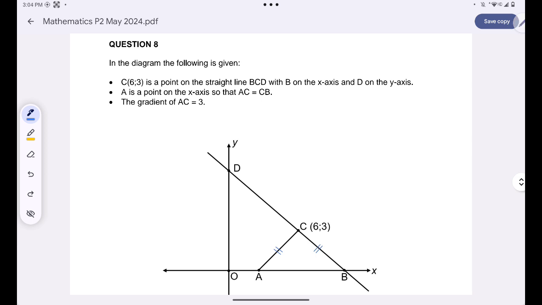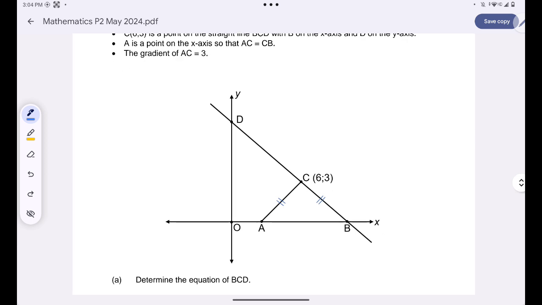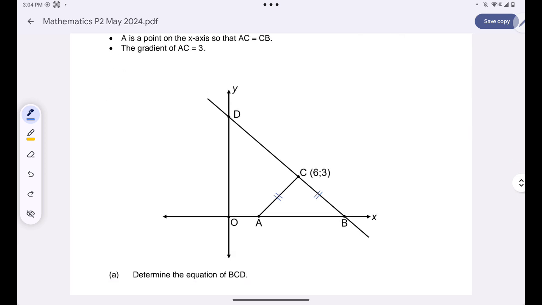We are told that in the diagram below, the following is given. The coordinate of C, which is (6, 3). C is a point on a straight line BCD with B on the x-axis and D on the y-axis. And A is a point on the x-axis so that AC is equal to CB. The gradient of AC is 3. Now they want us to determine the equation of line BCD.